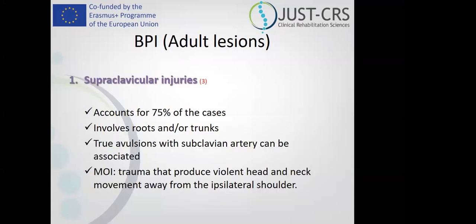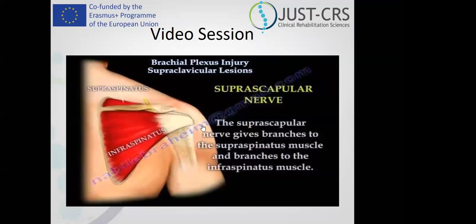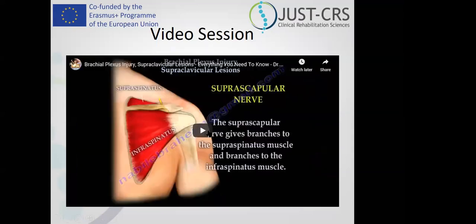For the adult lesions, the first type is the supraclavicular injuries, which account for 75% of the cases. It involves roots and/or trunks. There can be an associated true avulsion of the subclavian artery. The mechanism of injury is a trauma that produces violent head and neck movement away from the ipsilateral shoulder. We shall have a short video that describes the supraclavicular nerve and the involvement of the muscles.